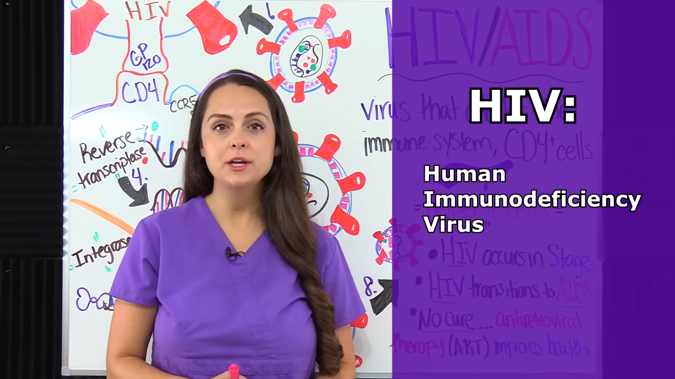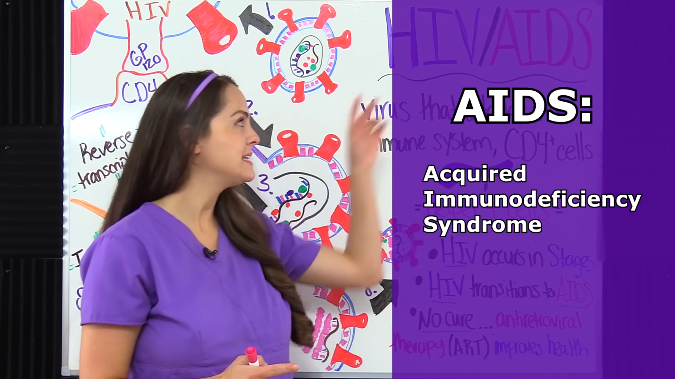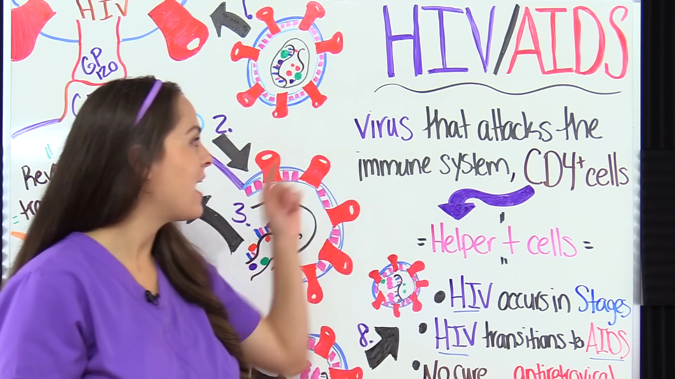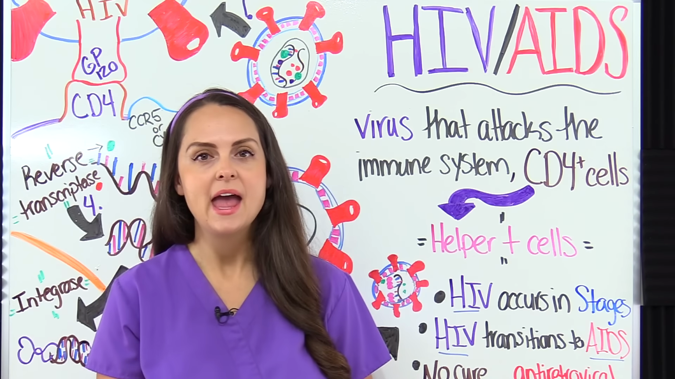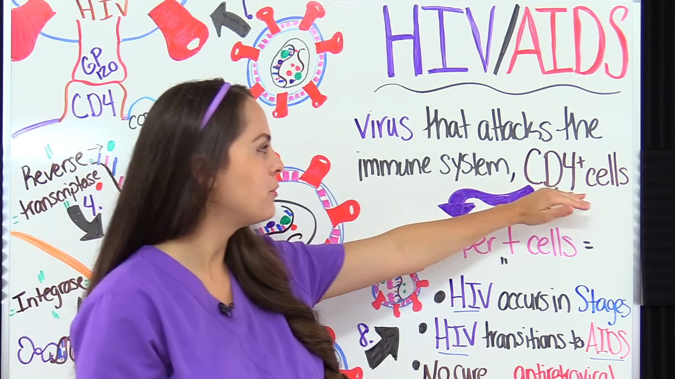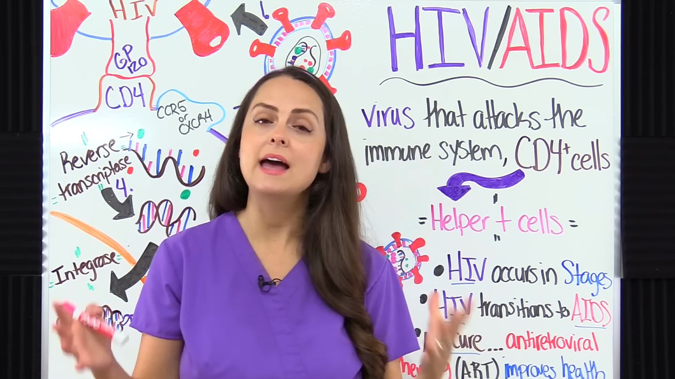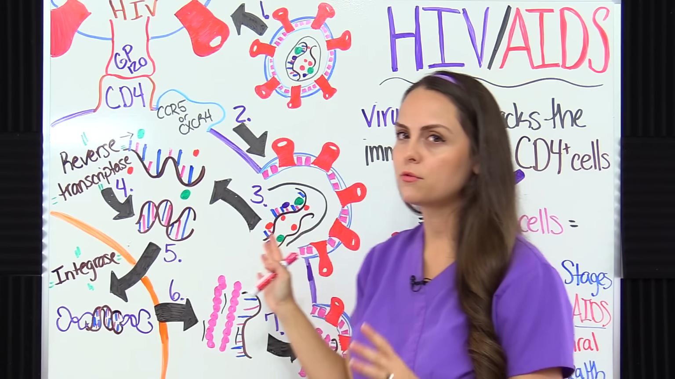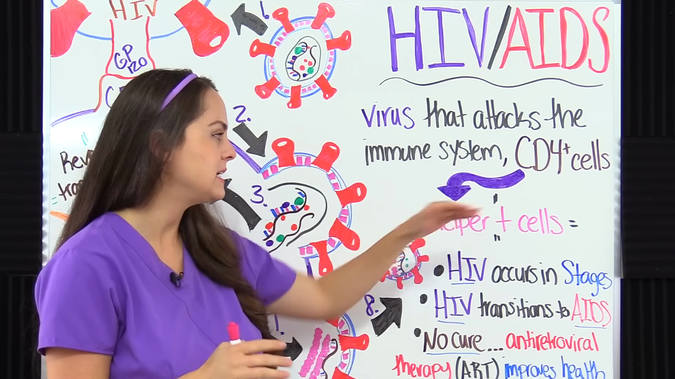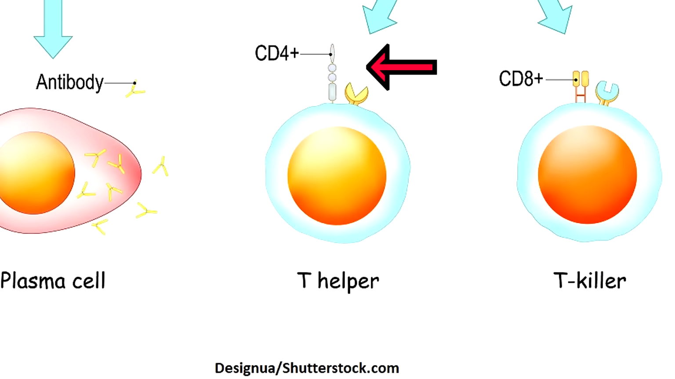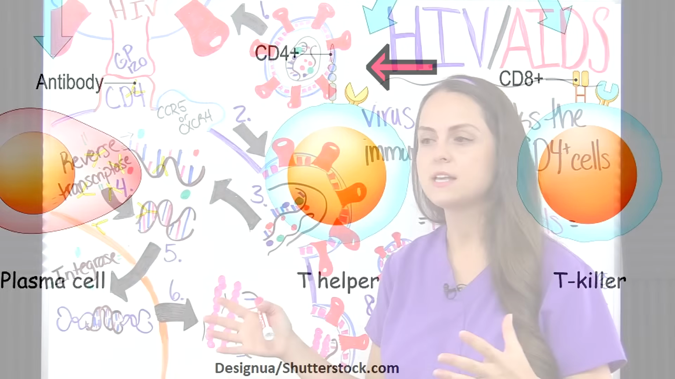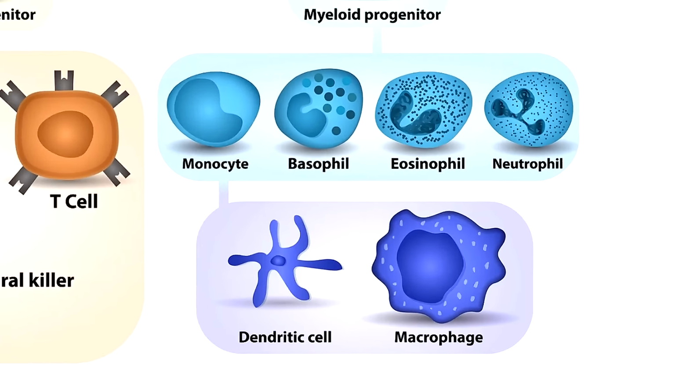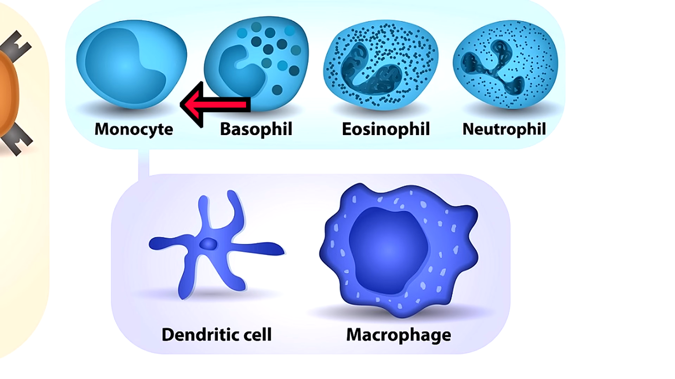HIV stands for Human Immunodeficiency Virus, while AIDS stands for Acquired Immunodeficiency Syndrome. Now, HIV is a virus that attacks the body's immune system, and it specifically loves to attack CD4 positive cells. What this means is that it attacks cells that have a CD4 receptor on their surface. A cell that it really loves to attack is called the helper T cell, because the helper T cell has a lot of these CD4 receptors on its surface, so it can easily attack it. But it also attacks other cells with the CD4 receptors, such as macrophages, monocytes, and dendritic cells.